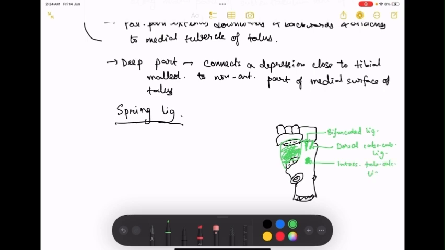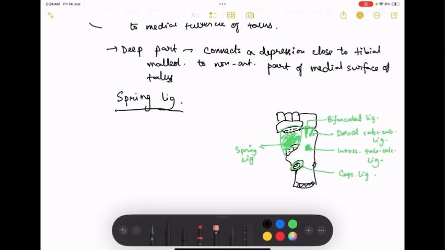Talocalcanean ligament. Here we have the capsular ligament. Capsular ligament of what joint? We'll come to know. Then we have the most important guy over here whom we are going to study today, to just read about, know everything about. There's the spring ligament, some more markings, subtalar joint. Where is the subtalar joint?